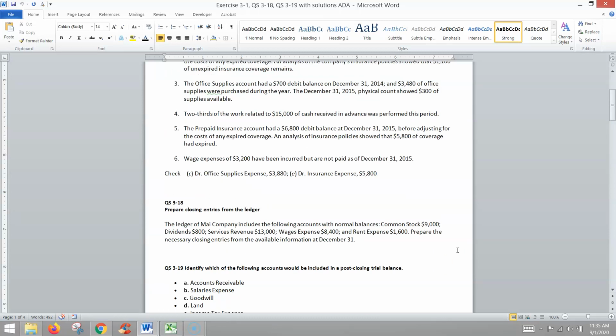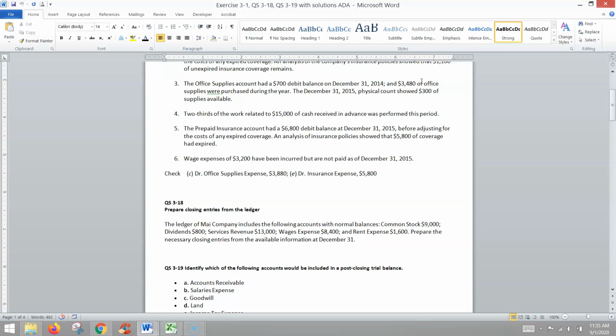Number 3, the office supplies account had a $700 debit balance on December 31st, and $3,480 of office supplies were purchased during the year. So that's going to be an additional debit to the office supplies account. At the end of the year, physical counts showed $300 of supplies available. So we started with $700 plus we purchased $3,480. So that's what we put into the office supplies account.